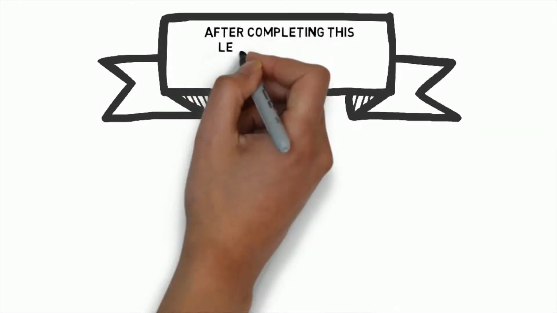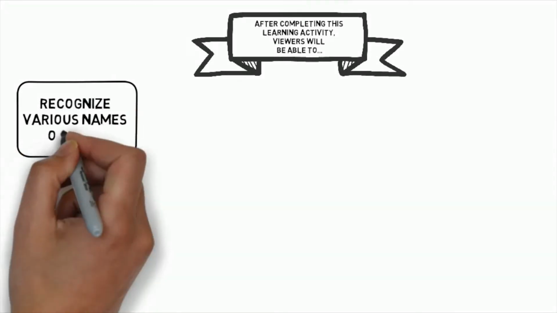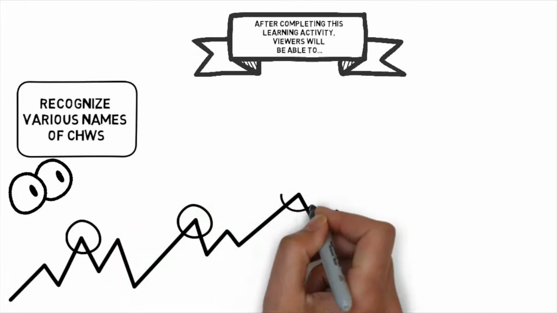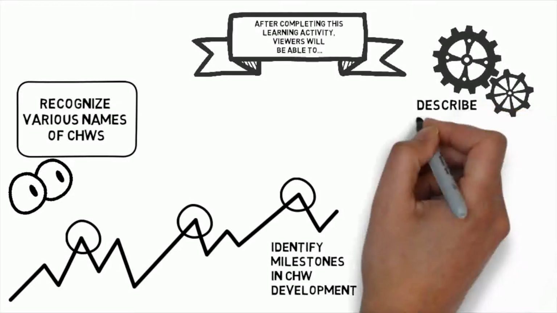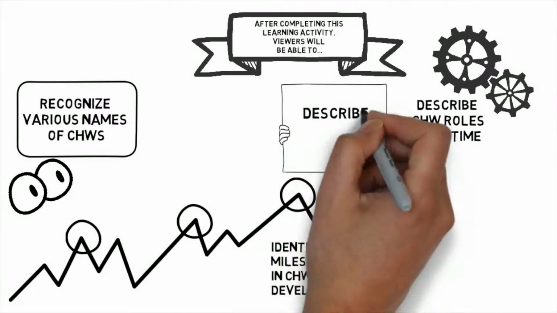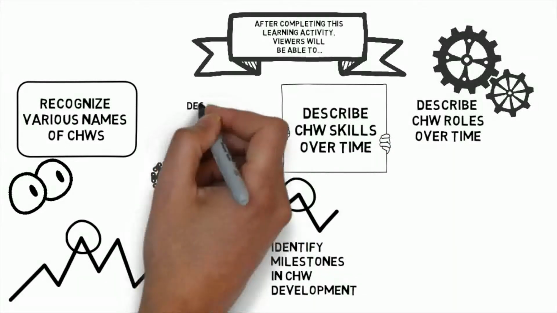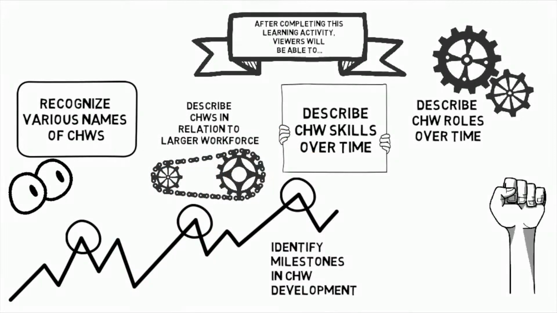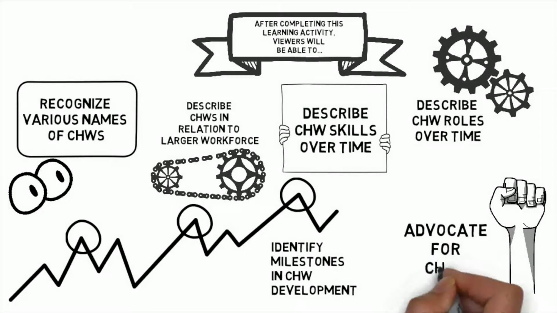After completing this learning activity, viewers will be able to recognize varied names and definitions for community health workers, or CHWs, in the U.S.; identify major milestones in the development of CHWs in the U.S.; describe key components of CHW roles and how these have changed over time; describe key skills CHWs need to do their work and how these have changed over time; explain ways in which the work of community health workers is related to other members of the healthcare and public health workforce; and advocate for approaches to supporting the growth and integration of CHWs in the U.S. systems of care.